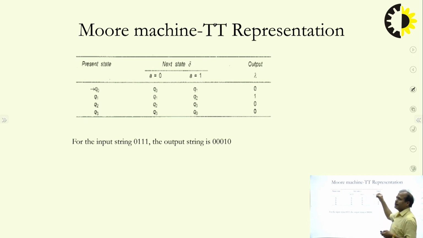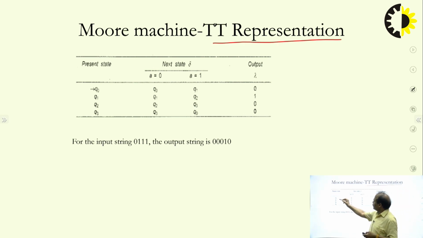We can represent Moore and Mealy model by two representations, transition table and transition graph. So, let's have transition table representation. We have present states Q0, Q1, Q2, Q3, and this is next state transition delta. Delta remains the same. There is no change in the delta. Output is depending on the present state only.